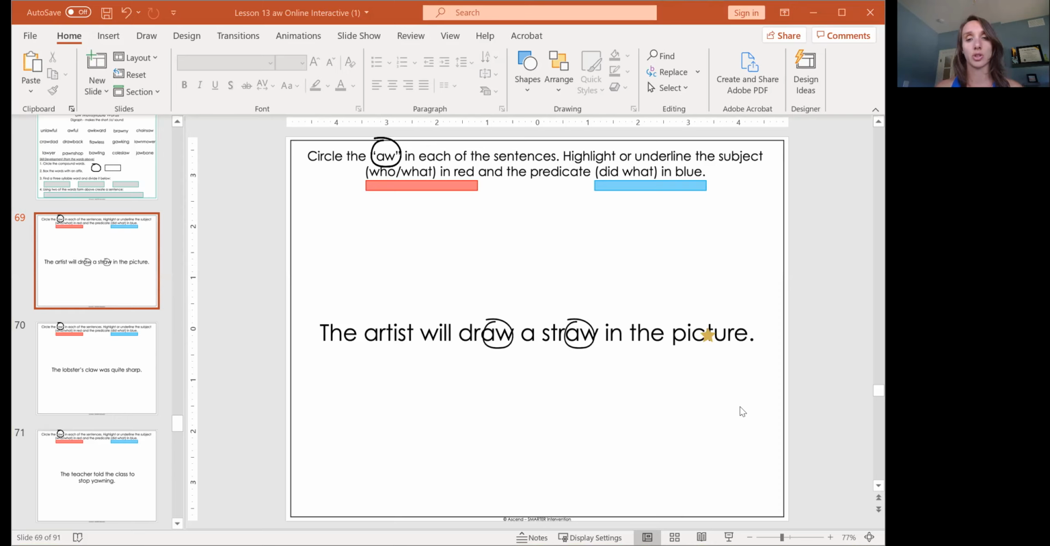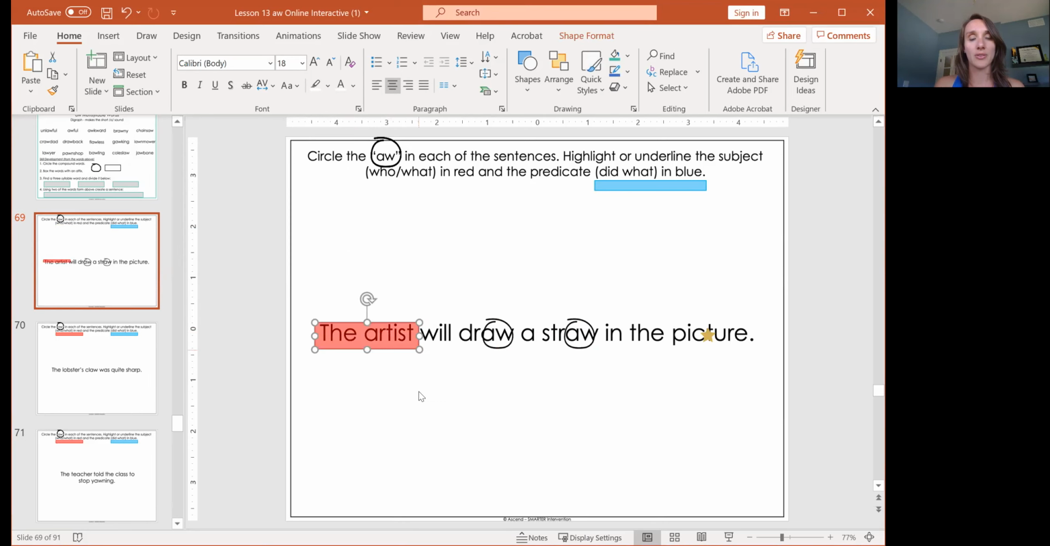The artist will draw a straw in the picture. Now, a lot of my readers are struggling readers, and so oftentimes they read this, it's very choppy. And so then I'm going to ask them to go back and I'm going to say, so who was this sentence about? And at that point, what I want them to do, or I can do it, it doesn't really matter, but I want them to say the artist.